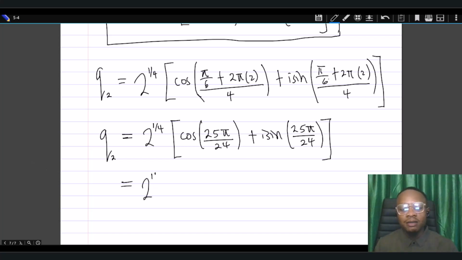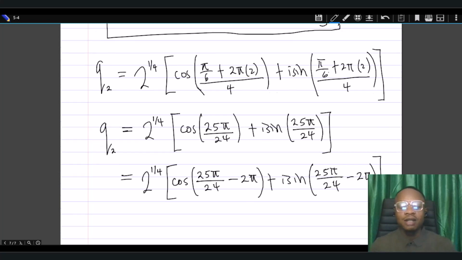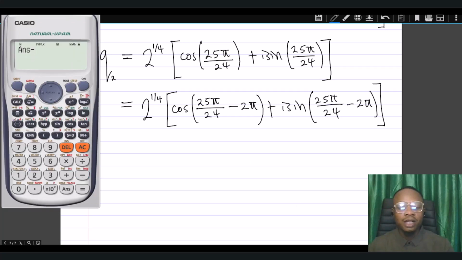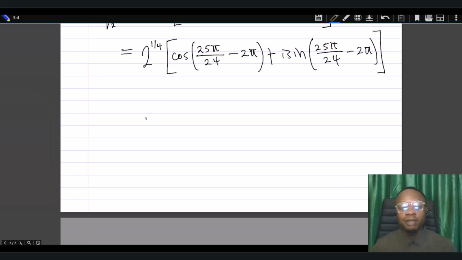This will be 2 to the power of 1 over 4, then multiplying the cosine of 25 pi divided by 24 minus 2 pi, then plus i multiplying the sine of 25 pi divided by 24, then minus 2 pi. So we close that off and close that off. So what do we get from this? We just do minus 2 pi of this result we just obtained, and that is giving us minus 23 over 24 pi. So that is greater than minus pi. So that works fine for us.